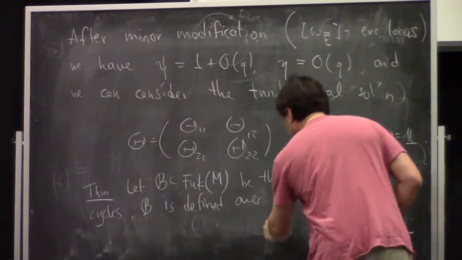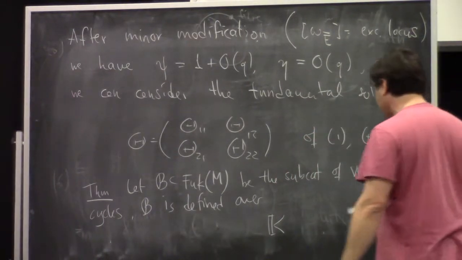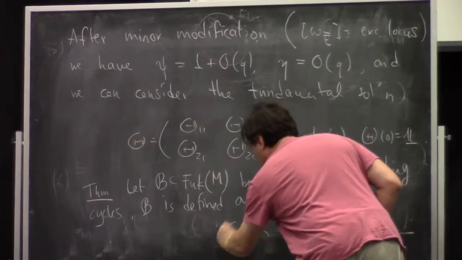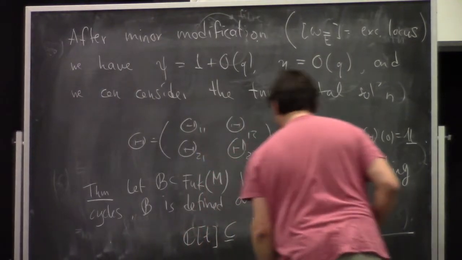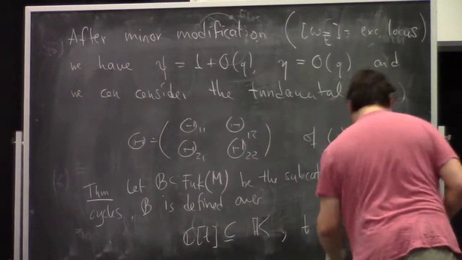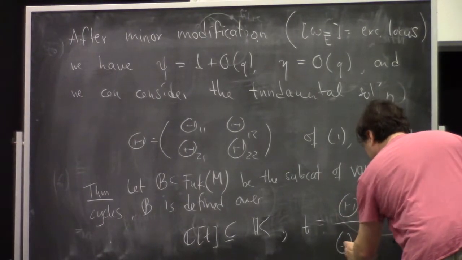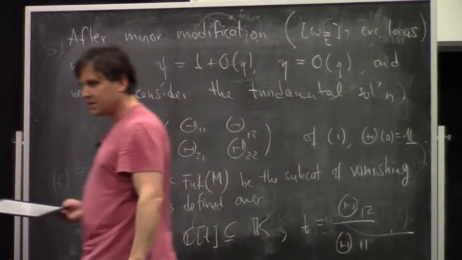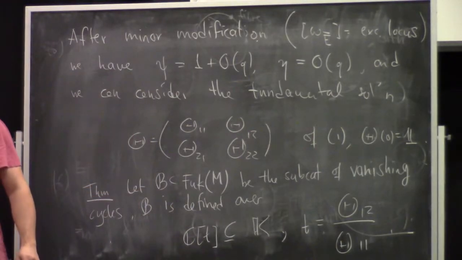So usually B is defined over this field of formal series in q, but actually it's defined over a polynomial subfield C[T], where T is theta 1,2 divided by theta 1,1. Okay? So it's polynomial. K is the Novikov field. Yeah. So it's actually defined over a polynomial subfield in one variable.